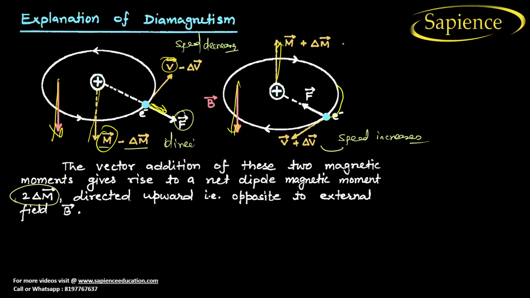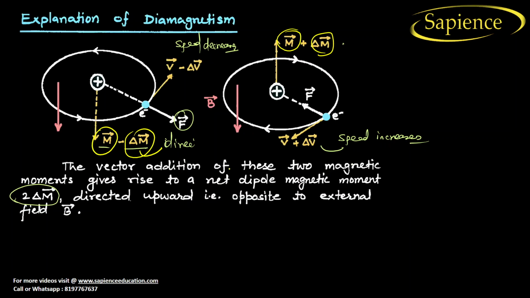When the electron moves in this direction, it supports the dipole moment, so there will be an increase in the dipole moment. But when the electron is moving in this direction, it opposes its original dipole moment. Let us suppose its original dipole moment was m. But when it starts rotating, there is a decrease in the dipole moment by delta m.